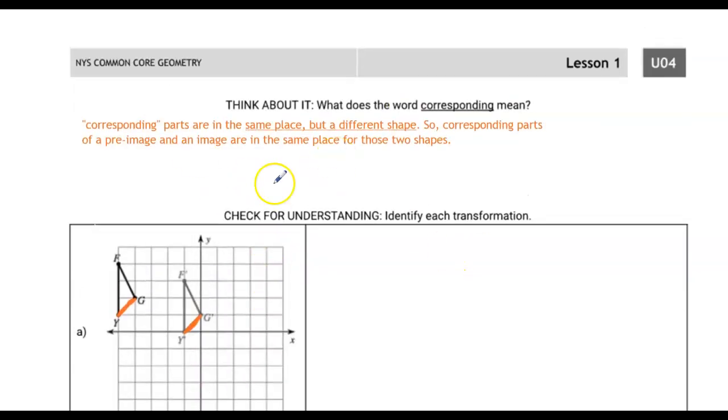When you're doing these check for understanding questions, you're going to be identifying each transformation and specifically saying why you think those transformations are what you say they are.